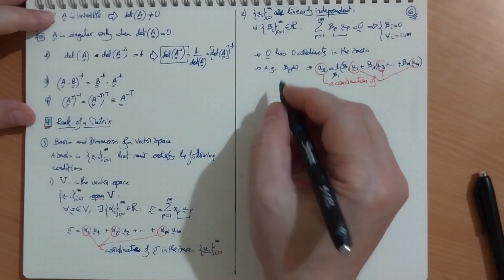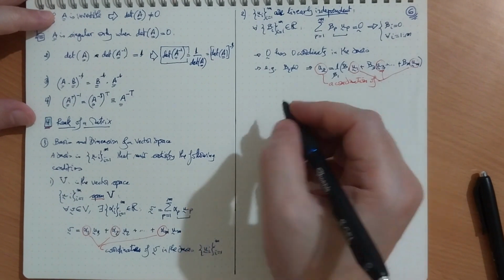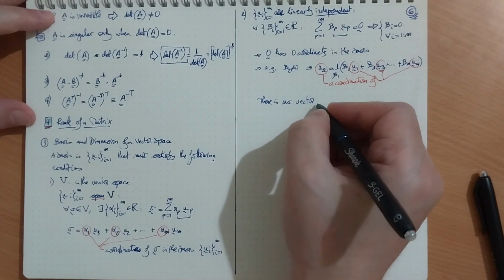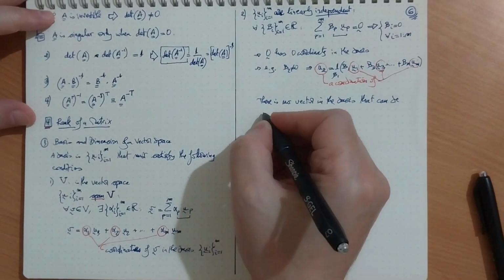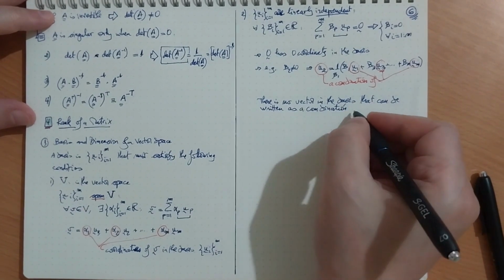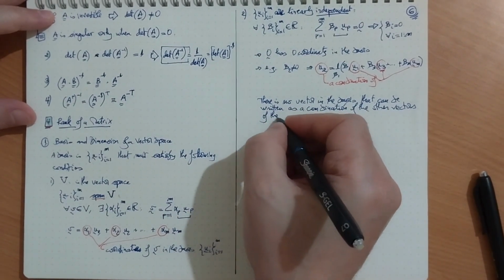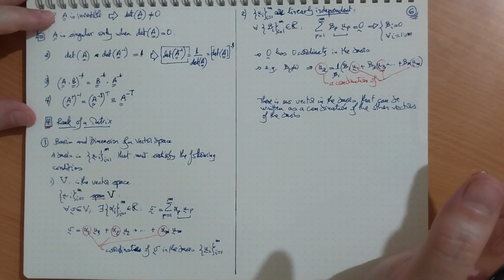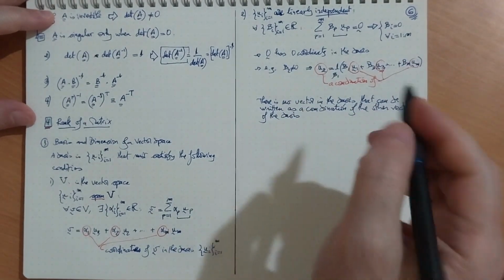Or in other words, if beta 2 equals 0, we have said here all must be equal to 0. So we can express this condition that there is no vector in the basis that can be written as a combination of the other vectors of the basis. No vector in the basis depends on the other vectors. So you cannot find a combination of these vectors together. They are linearly independent.